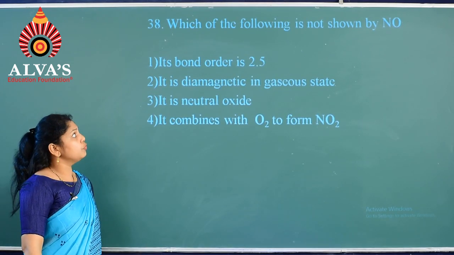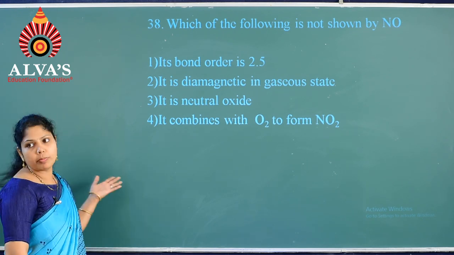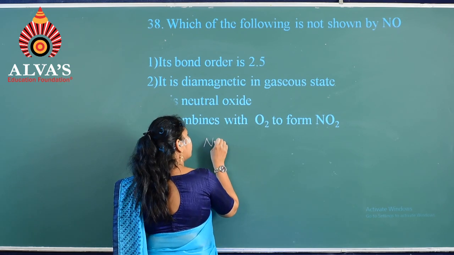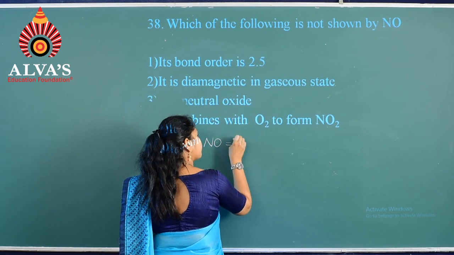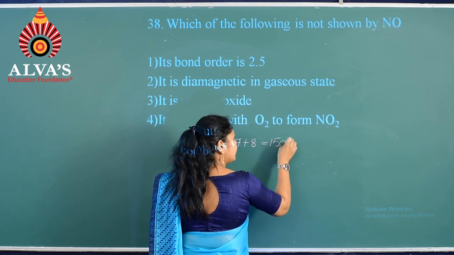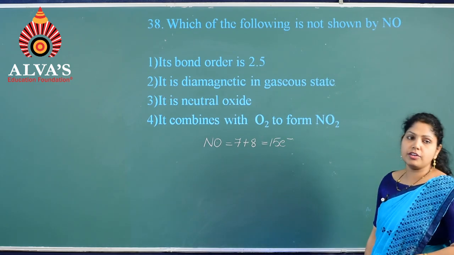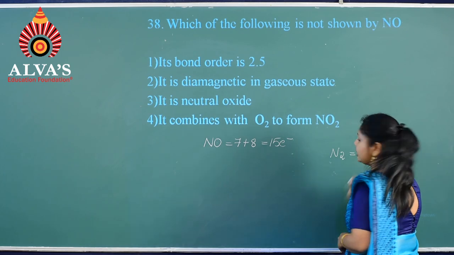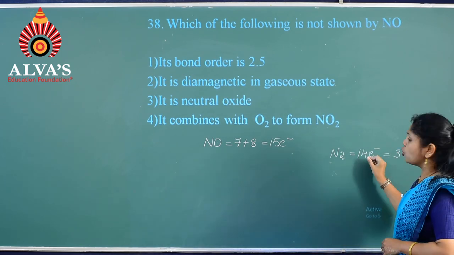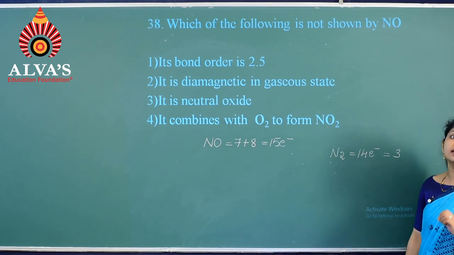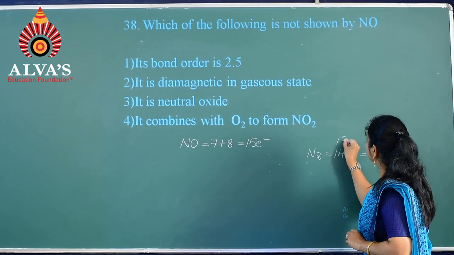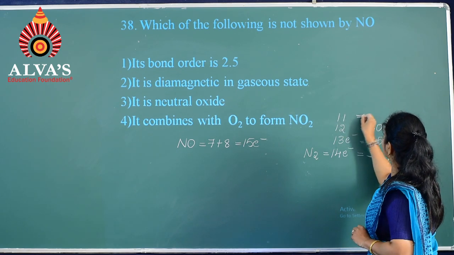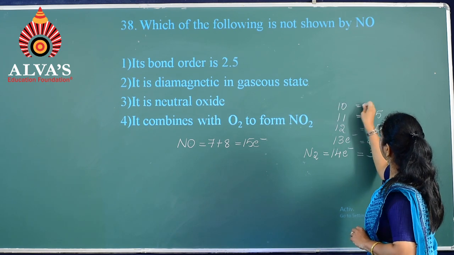Question number 38. Which of the following is not shown by nitric oxide? So we will go by the options. Option number 1, its bond order is 2.5. If I go for the nitric oxide, nitrogen plus oxygen, the number of electrons here is 7 plus 8, that is equal to 15 electrons. So whenever the electrons are less than 18, you can find out the bond order directly. That is, you have to consider the N2 molecule. N2 molecule is having 14 electrons, hence its bond order is 3, that we know. So whenever there is a variation in an electron, the bond order decreases by 0.5. That is 13 electrons, bond order is 2.5. 12 electrons, bond order is 2. 11 electrons, bond order is 1.5. 10 electrons, bond order is 1.